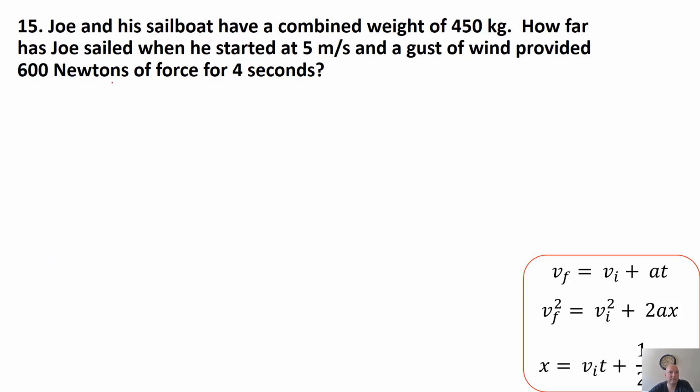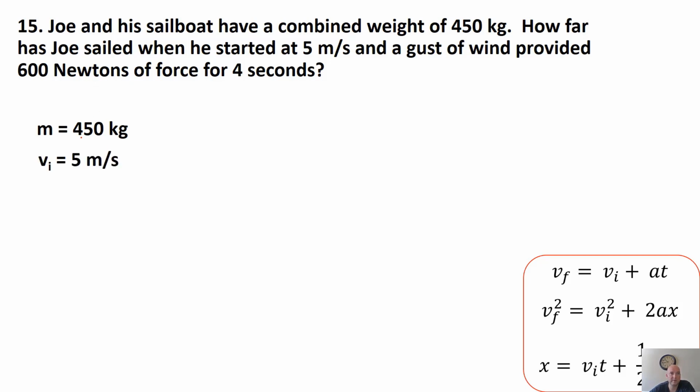Okay, so here we have Joe sailing a sailboat. They have a combined weight of 450 kilograms. How far has Joe sailed when he started at 5 meters per second and a gust of wind provided 600 newtons of force for 4 seconds? Okay, so how far Joe has sailed is going to be X. We got some other information.